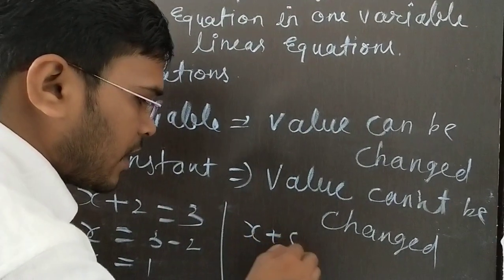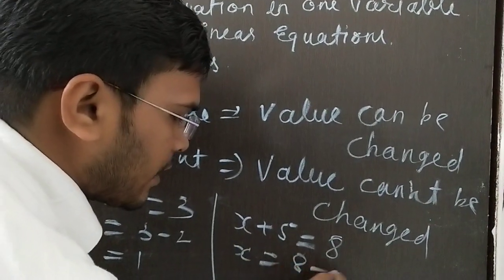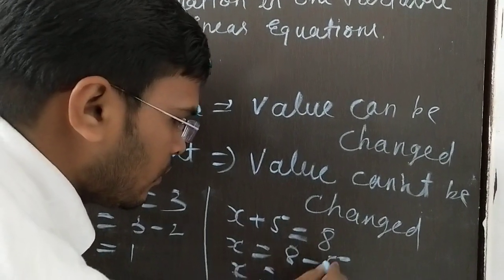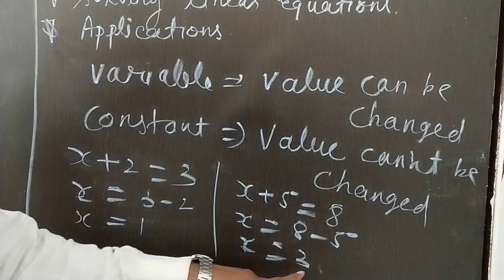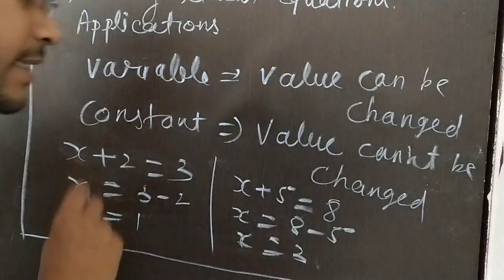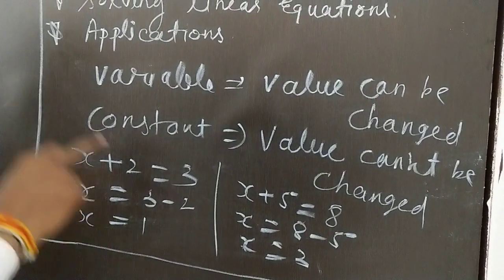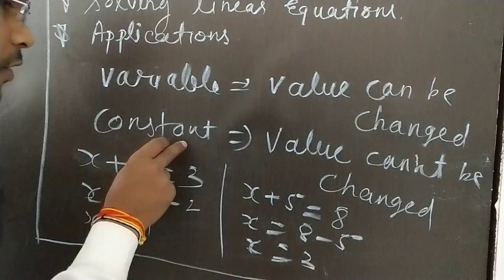Suppose x plus 5 equal to 8. x equal to 8 minus 5, x equal to 3. See, here the value of x is 1 and here the value of x is 3. How? Because I said a variable's value can change. That's why it changes according to the situation, according to the expression. Okay. Now I am talking about constants.